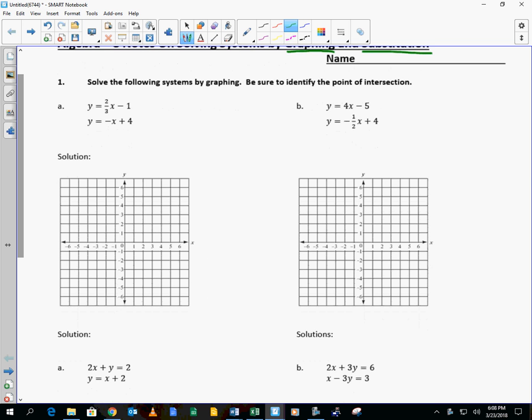The nice thing about these two right here is these are both currently in slope-intercept form. The slope for this first one is 2/3, and the y-intercept is -1. So therefore, I'll plot -1. Slope being 2/3 means that I rise 2 and I run 3. Or I can go down 2 and back 3. All right, that's the first line.